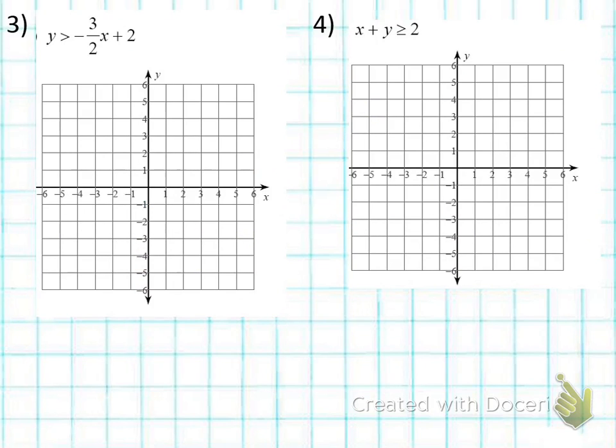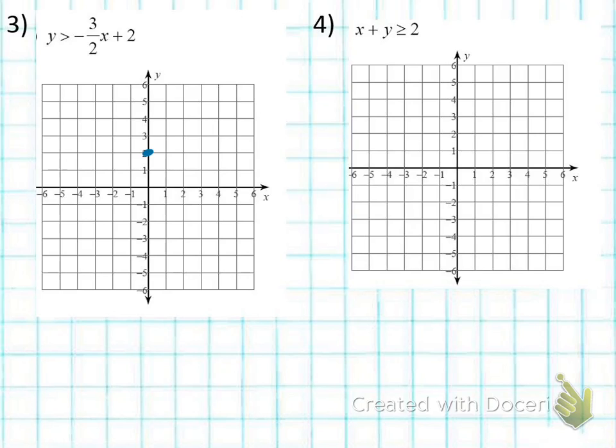So on number 3, we have y is greater than negative 3 halves x plus 2. Okay, so looking at number 3, what's the y-intercept? 2. Okay, so everyone's pulling up the graph axes background. So we're going up to 2 on the y-intercept and plotting a point there, okay?